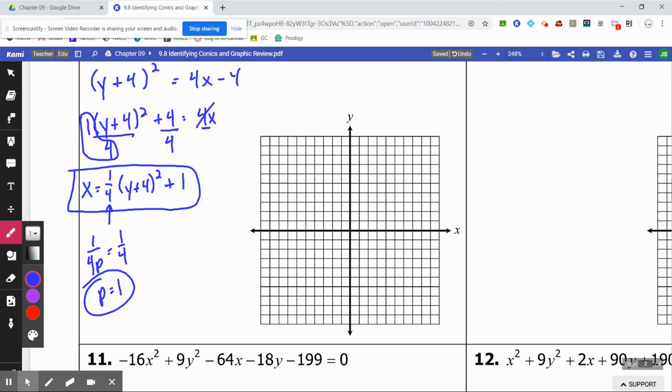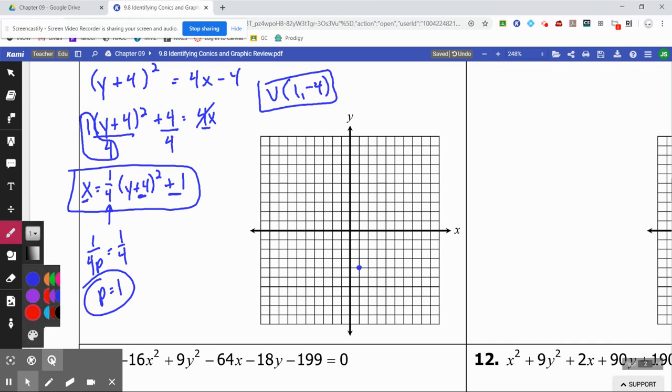To get our vertex, we're going to look here and here. The plus 1 is going to move our vertex, because it's the x value now, to the right 1. The plus 4, since it's inside with the y, is going to move our vertex down 4. So our vertex is now located at 1, -4. Let's go ahead and graph that.